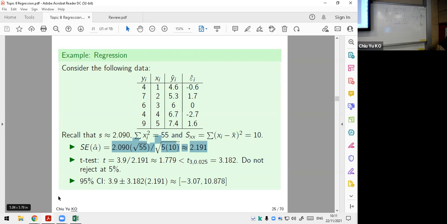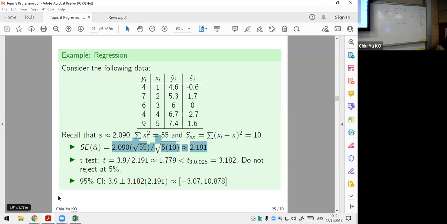So although we found the intercept is large, 3.9, indeed we cannot exclude the case under 5% significance level that it is different from 0. Which means that the intercept is basically useless. The reason is that we have very little data. If we had more data here, this should be something that we should believe.